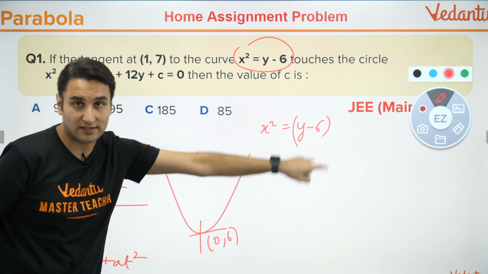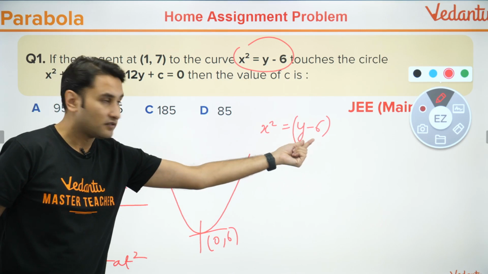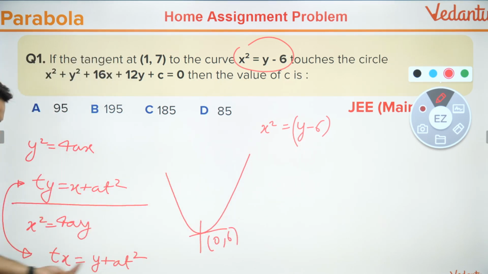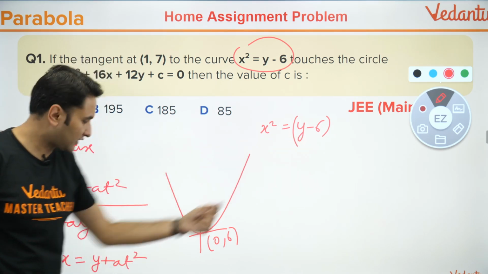y minus 6, right? So this has shifted to h comma k. So can you change this equation? Can you change this equation? बस इस equation में क्या हो जाएगा? This 6 का factor will change.